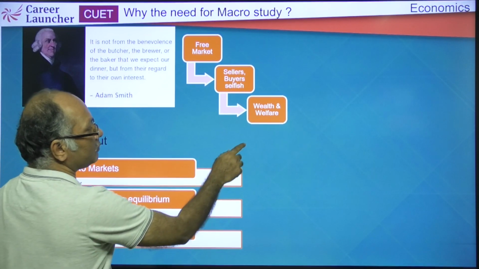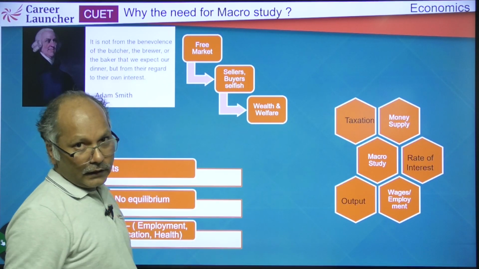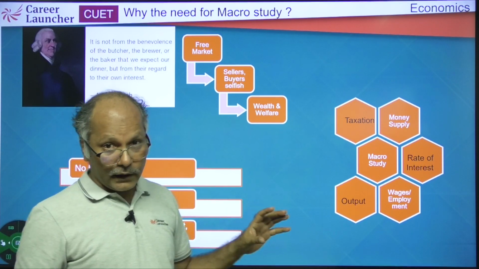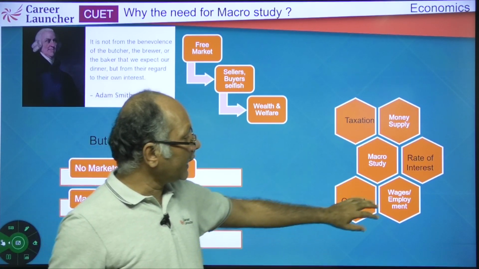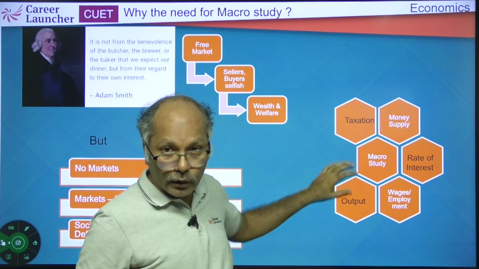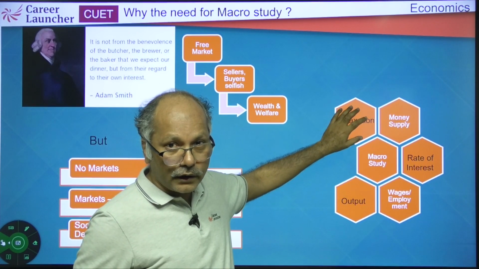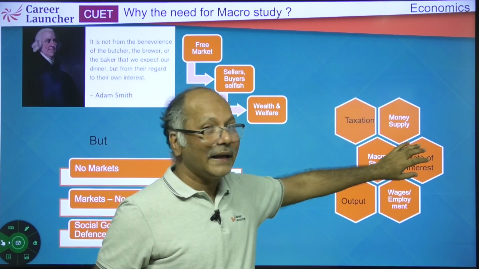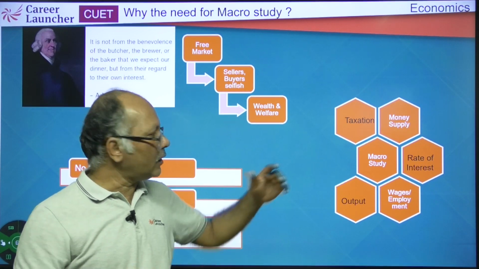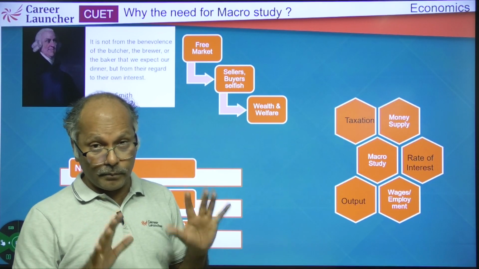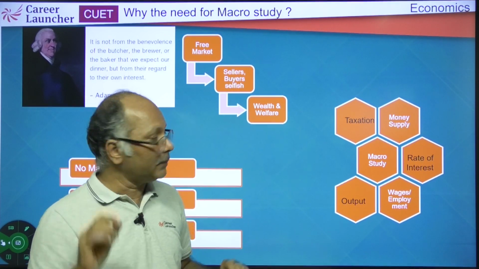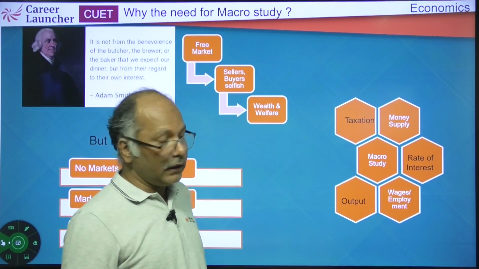So since these markets are not necessarily efficient, the study of macroeconomics is very critical, because macro study also involves many things like wages, employment, right? Look at money supply, output, taxation policies, fiscal policies of the government, rate of interest. These are some of the parameters, not necessarily the whole set, but these are some of the major policy parameters that any macro study will involve.